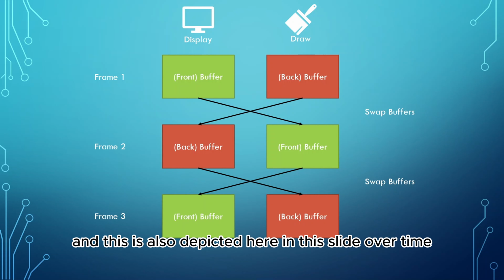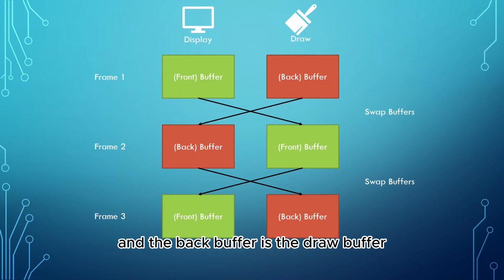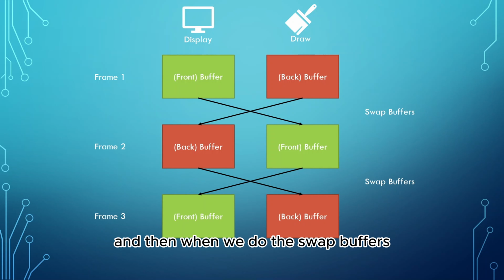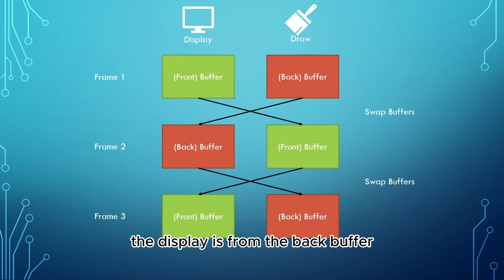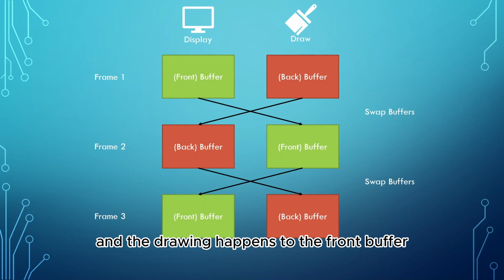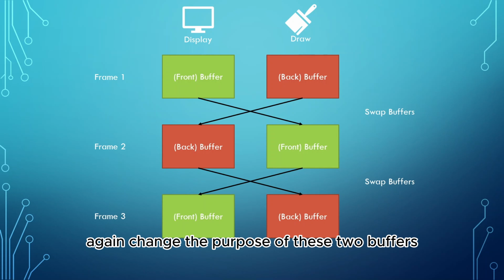And this is also depicted here in this slide over time. So you see the first frame where the front buffer is the display buffer and the back buffer is the draw buffer. And then when we do the swap buffers, we exchange the two buffers. So in frame 2, the display is from the back buffer and the drawing happens to the front buffer. And then another step further, another call to swap buffers. Again, we change the purpose of these two buffers.